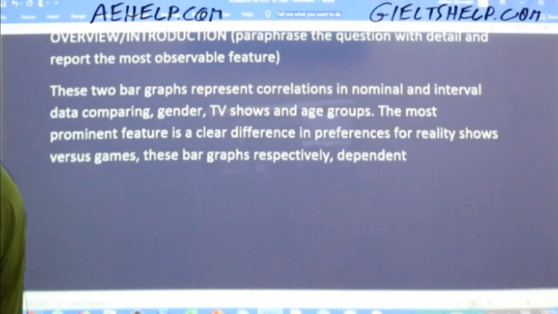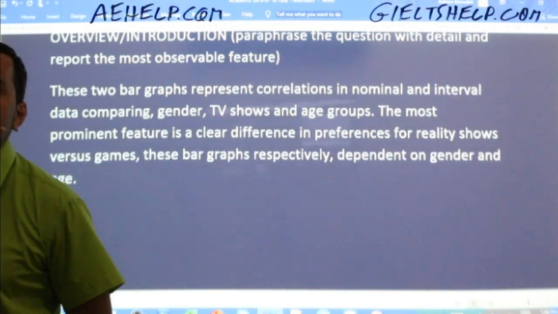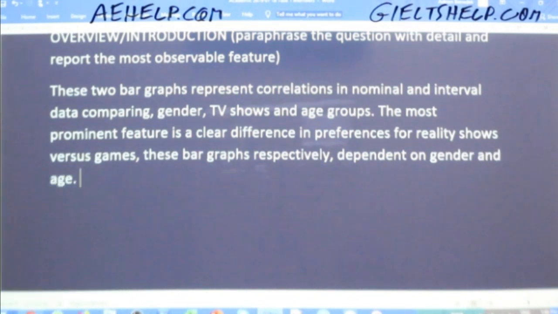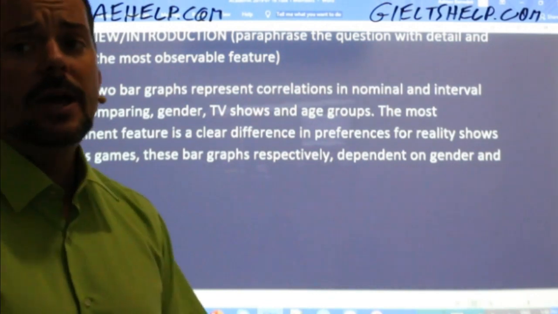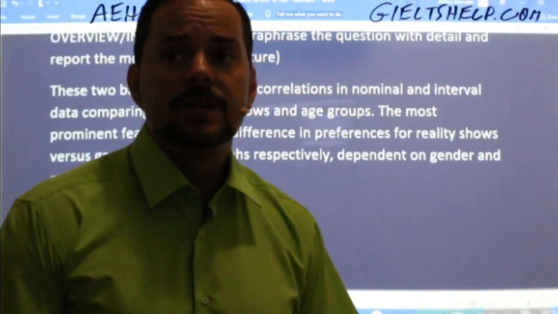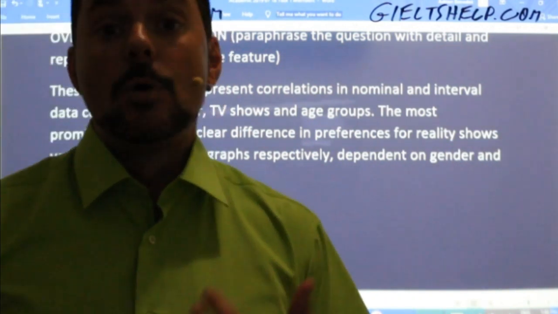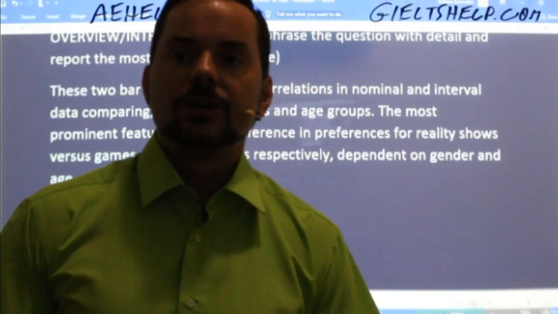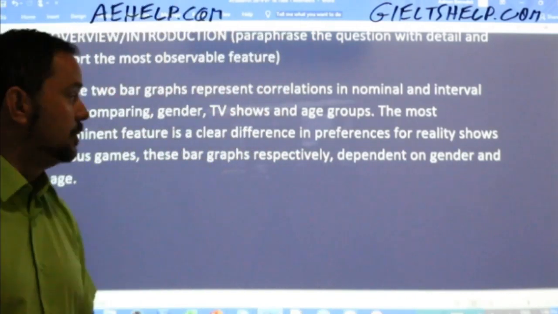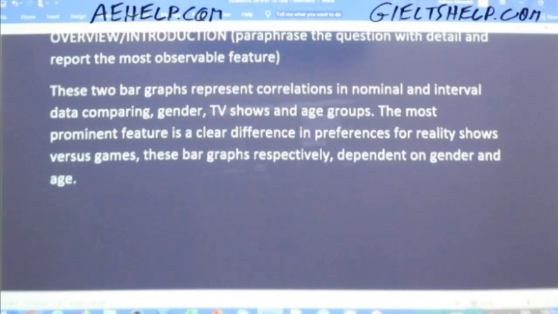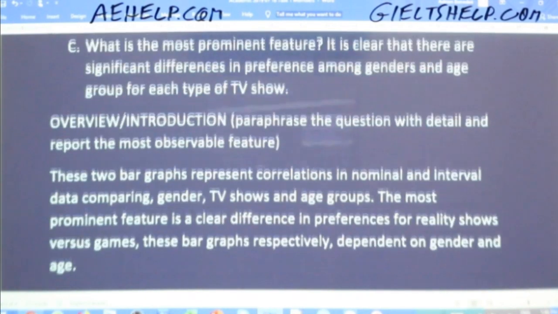Dependent on gender and age. So that's your Band 9 overview. Members, go ahead and write me an overview for this in your own words, okay? Forget about what I wrote. There's more than one way to skin a cat, certainly. And I'd like to see how you would come up with your overview here. And then we'll review mine after, okay?